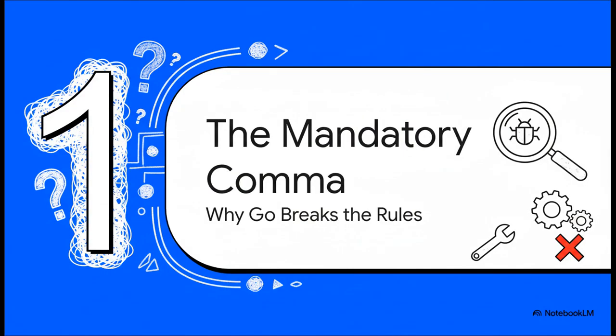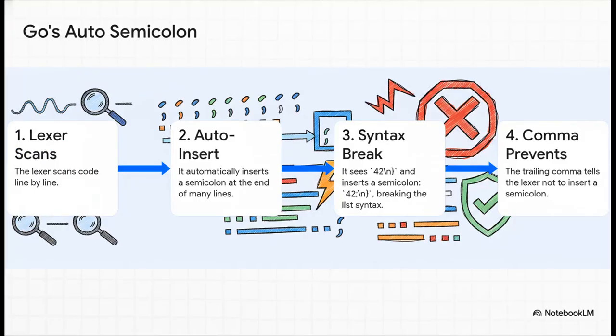So why does Go, a language that's famous for being simple and straightforward, enforce this strange little comma rule? Well, it turns out the answer has way less to do with us programmers and everything to do with the compiler. It all comes down to something called automatic semicolon insertion. See, to make its own job easier, the Go compiler's first pass, the lexer, just scans the code and automatically jams a semicolon at the end of most lines. So when it sees the number 42, then a new line, then a closing brace, it helpfully shoves a semicolon right after the 42. But 42 semicolon inside a list?